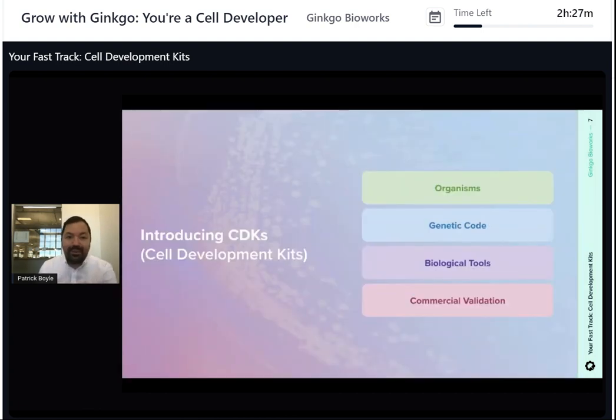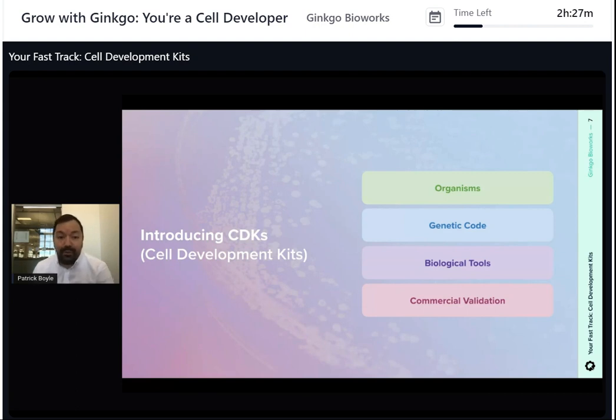So at Ginkgo, since we work in cell programming, we're calling these CDKs. They stand for cell development kits. What's in a cell development kit at a high level? Ultimately, you're going to need a cell to get started. So we're building these cell development kits around particular organisms that we've engineered to be highly productive in certain areas. You're going to need genetic code. The organisms we're developing for CDKs are organisms we've worked with extensively over many projects, so we've figured out the tips and tricks to get started in these particular organisms.